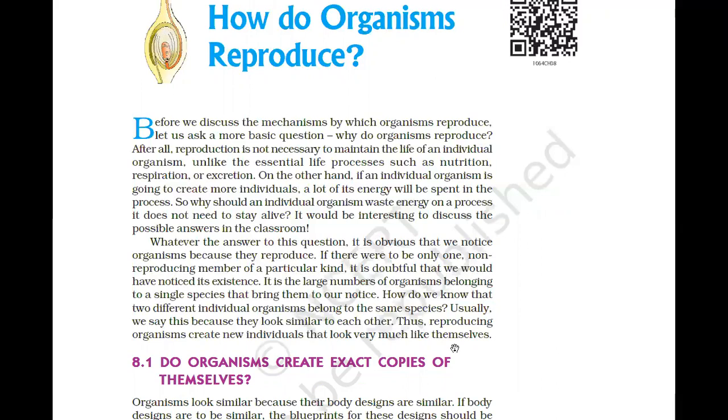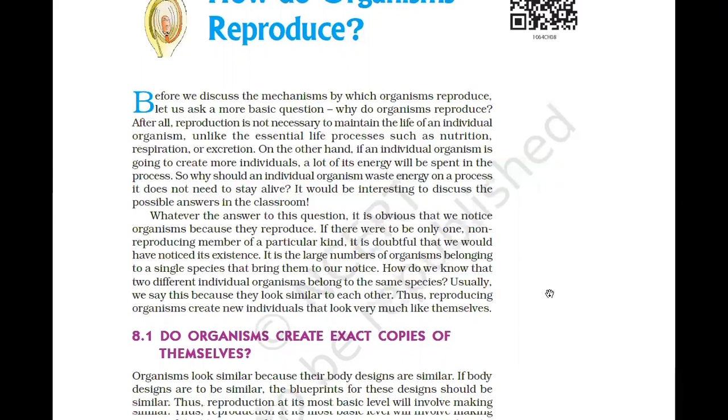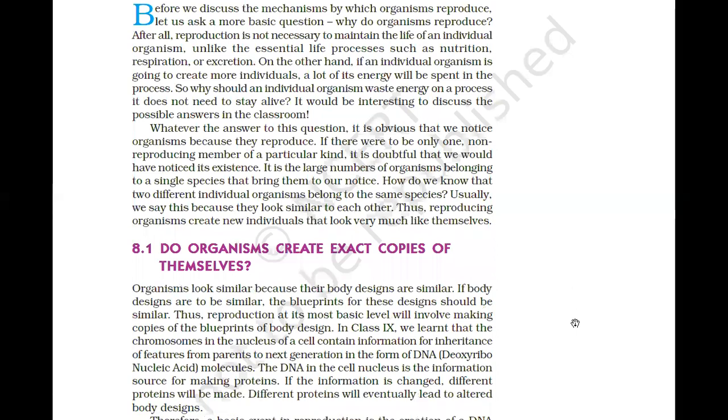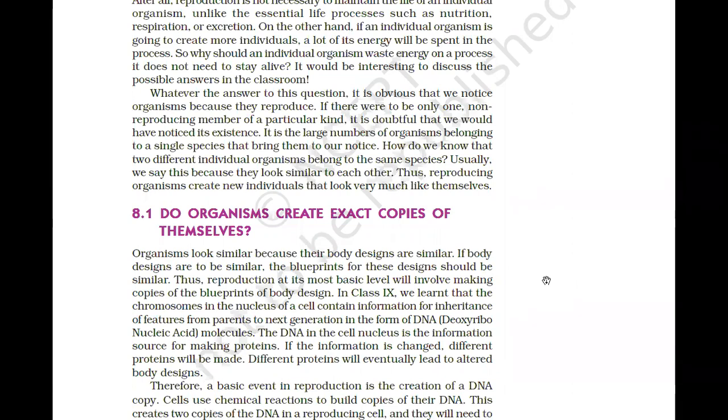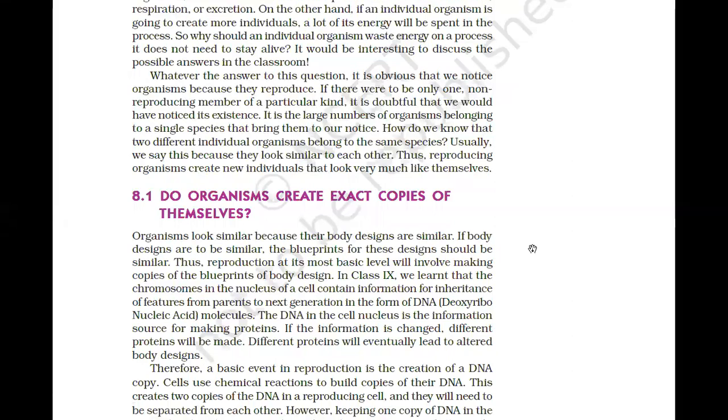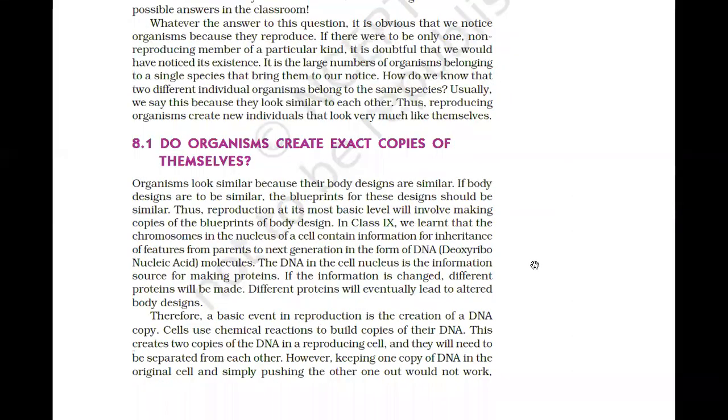Whatever the answer to this question, it is obvious that we notice organisms because they reproduce. If there were to be only one non-reproducing member of a particular kind, it is doubtful that we would have noticed its existence. It is the large numbers of organisms belonging to a single species that bring them to our notice. How do we come to know that two different individual organisms belong to the same species? Usually, we say this because they look similar to each other. Thus, reproducing organisms create new individuals that look very much like themselves. Do organisms create exact copies of themselves?